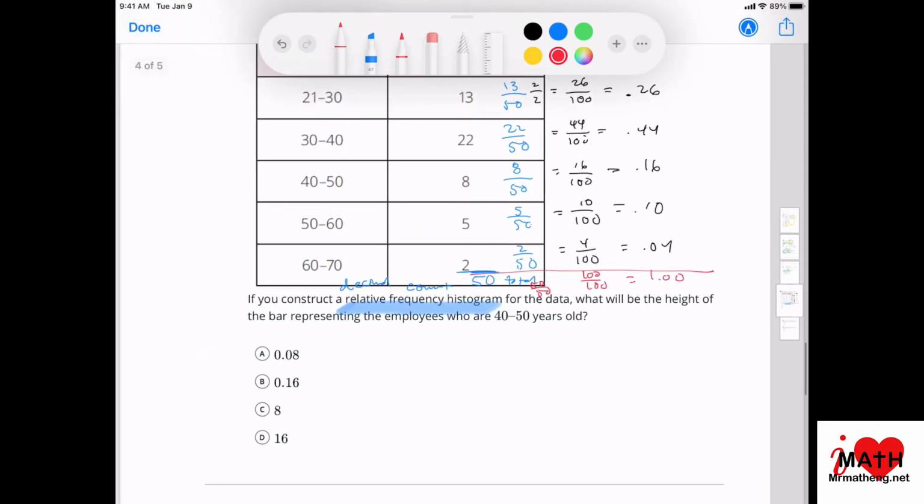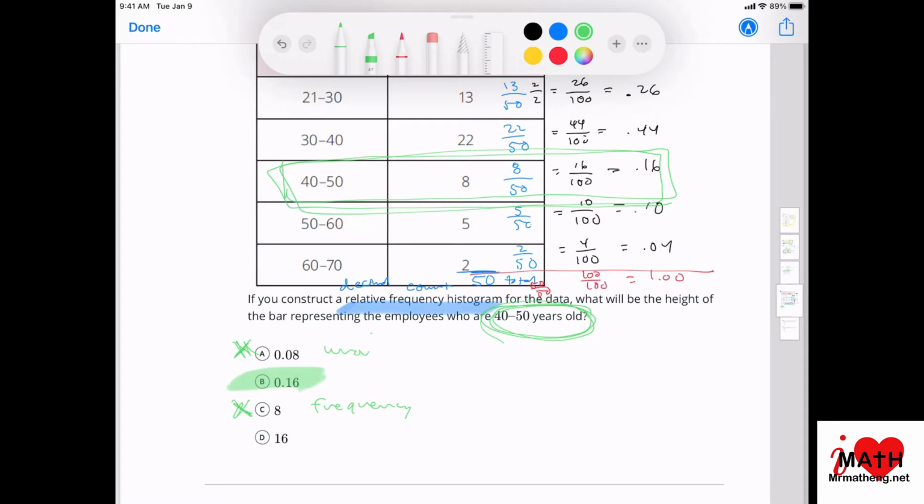Okay, so we may not even have to create a histogram, but we definitely had to change them into decimals. Let's see. If you construct it, what will be the height of the bar representing the 40 to 50-year-olds? Okay, 40 to 50-year-olds is this one right here. And okay, here's the mistake, right? You think 8 over 50 is going to be 8%. That's wrong. It's 16 out of 100, 0.16. And that would be choice B. Okay, C is wrong because this is just the frequency.